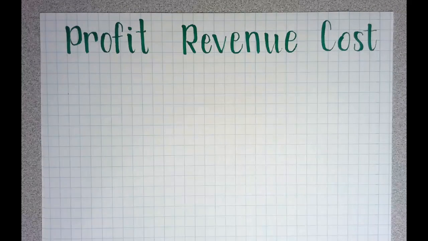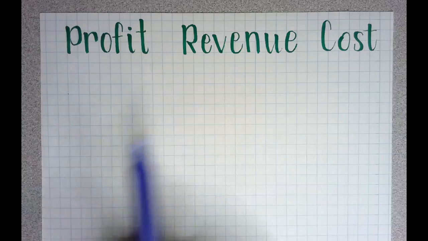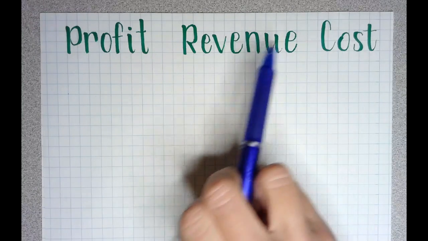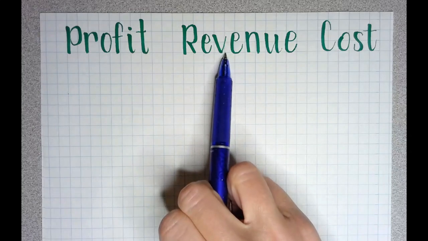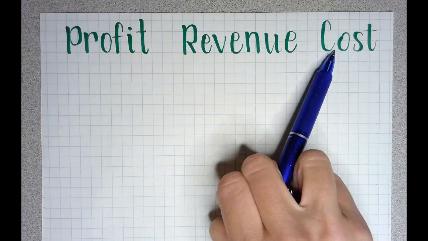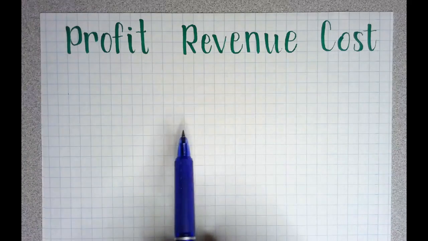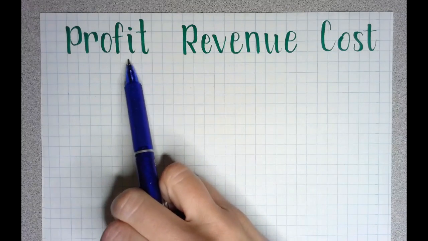So when you have profit, obviously you want the revenue to be bigger than the cost, because if you are making less money than you're spending, you're going to be upside down. You're going to be negative. You're not going to have profit. You're going to be in the hole.